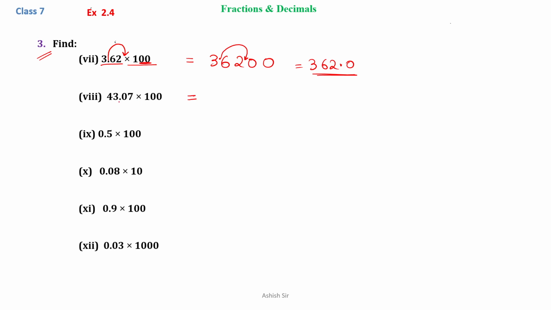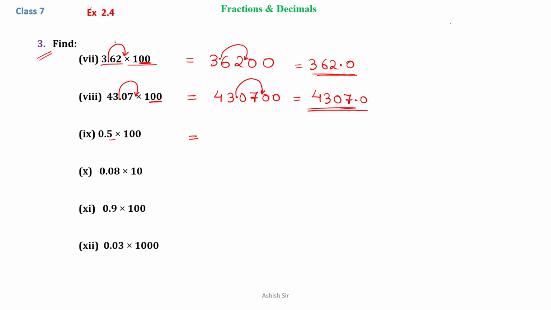Here, 43.07 multiplied by 100. So firstly we will write 430700. Now we know that the point is going to move two digits to the right because there is a 100. There are two zeros. So the point will move from here to here. So the answer will be 4307.0.